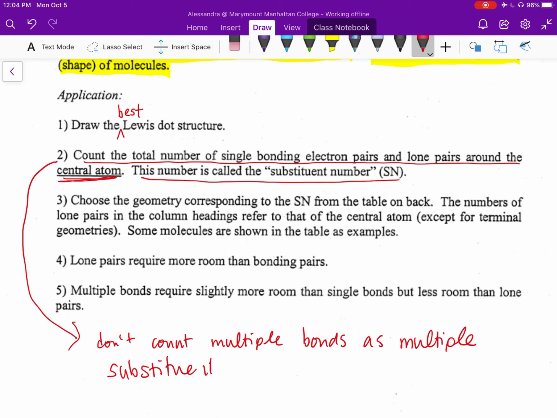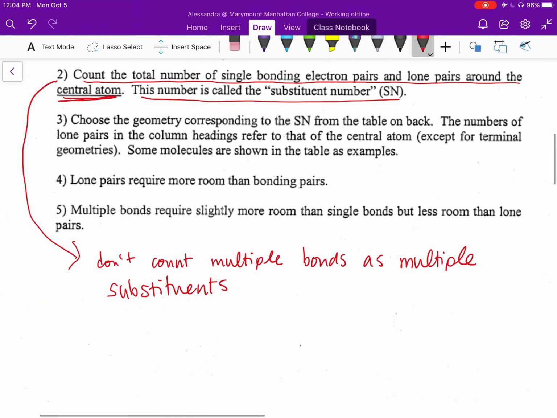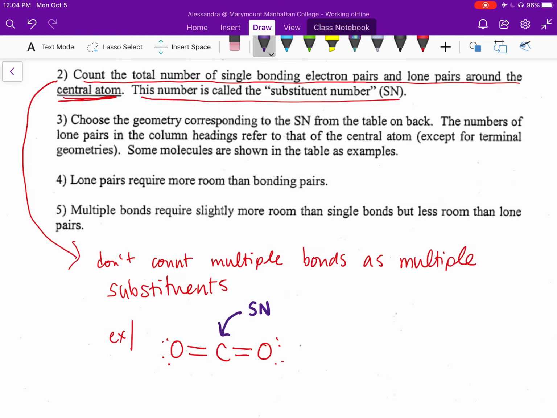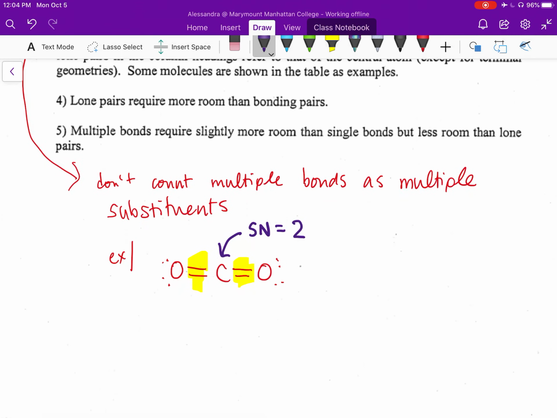So if you are looking at, for example, carbon dioxide, and you want to figure out what the substituent number is on the central atom, which is carbon. SN stands for substituent number. You're looking for the regions of electron density around that central atom. So you would just count each of those double bonds as 1. So the substituent number here is 2. Each double bond counts as 1 in the substituent number count, 1 region of electron density.